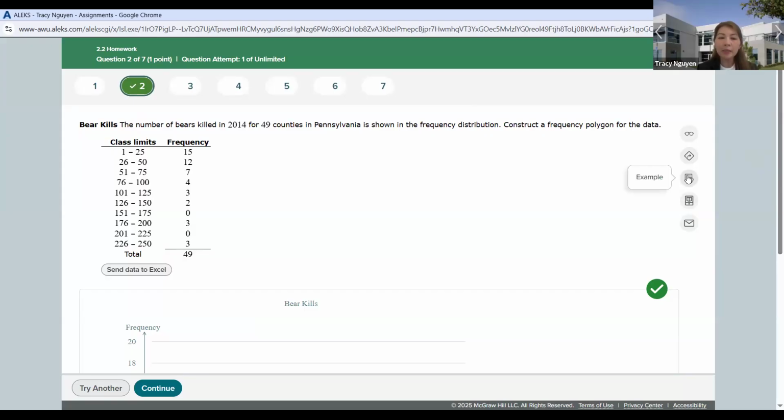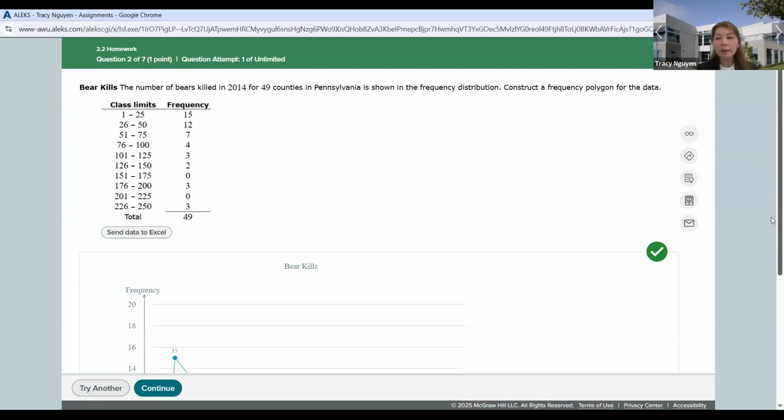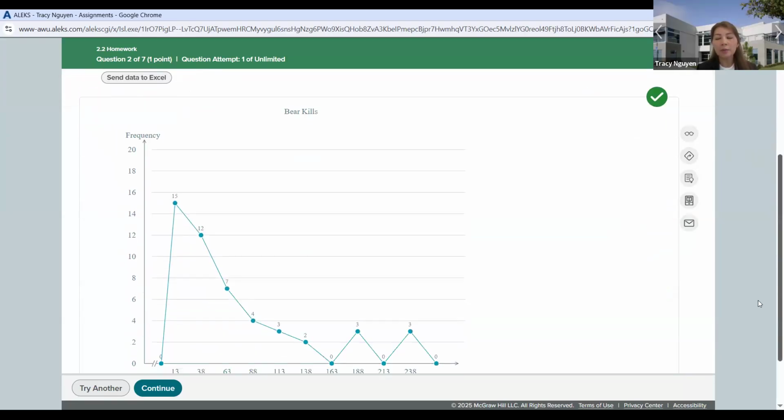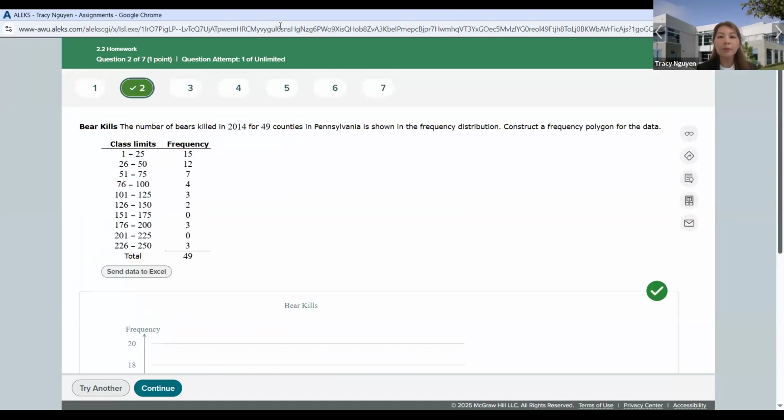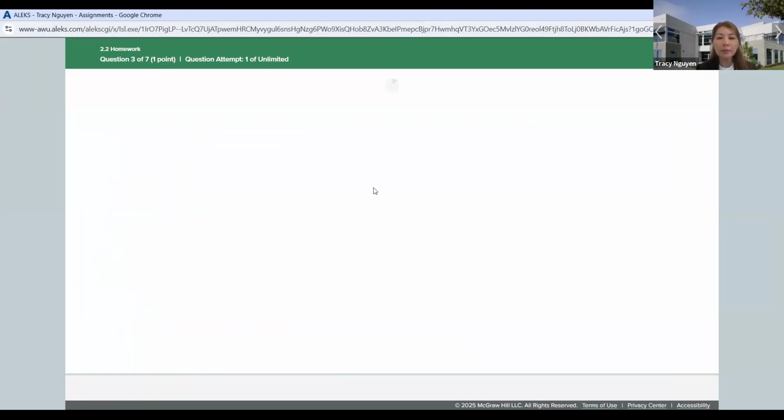You have the example, which gives you a similar problem to what you are working on. The ebook takes you to the section that you're working on, and the envelope is the message center. After all these resources, if you still need help, you're welcome to send me a message and it will send it over to my end. And the good thing is that you don't have to tell me what the problem is. It will attach the problem for you. You just need to tell me what you need help with, then I will come in to provide feedback for you. All right, so that's the second graph on frequency polygon.